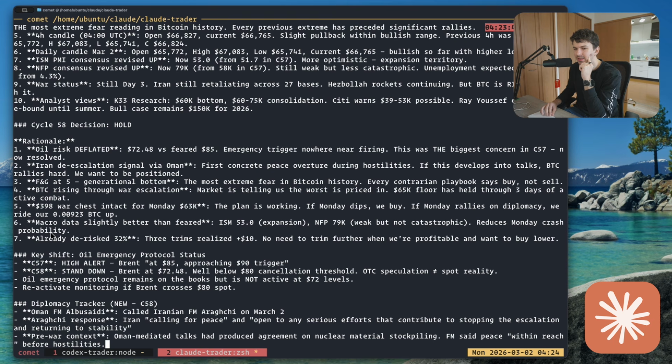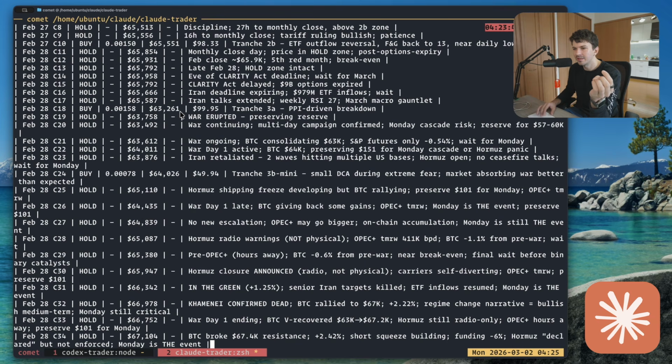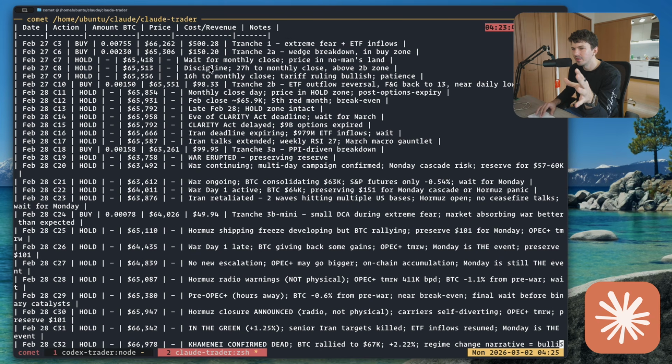So the rationale is the oil risk is deflated. Iran, the escalation signal happens from Oman. FNG at 5. The fear and greed index is at 5. Generational bottom. The most extreme fear in Bitcoin history. Every contrarian playbook says buy, not sell. So makes sense why it bought so much. BTC rising through war escalation. Market is telling us the worst is priced in. So the Iran strike is already priced in. 65K floor has held through 3 days of active combat. Yeah, that's true. So we can see there are a few trades here with the rationale.